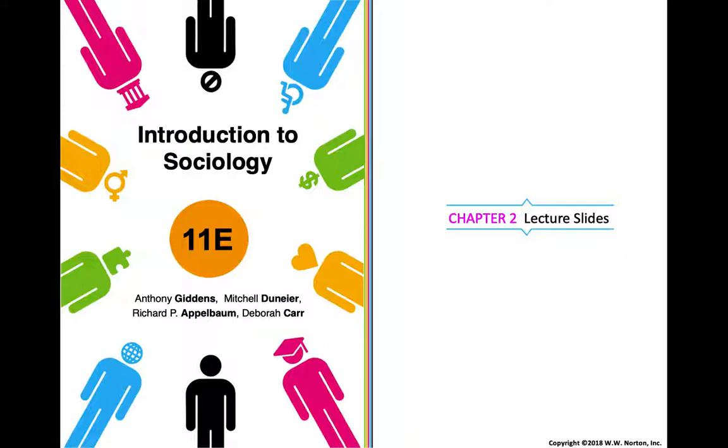Chapter 2 notes, which is going to really focus on: how do sociologists do research? What do they look for? The questions they ask, and we're really going to spend a lot of time talking about the difference between quantitative data and qualitative data.